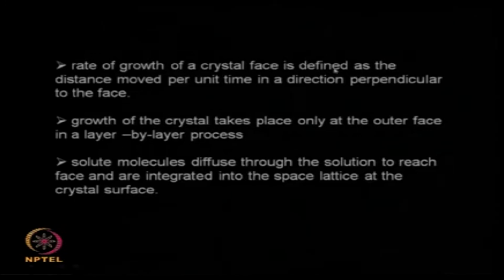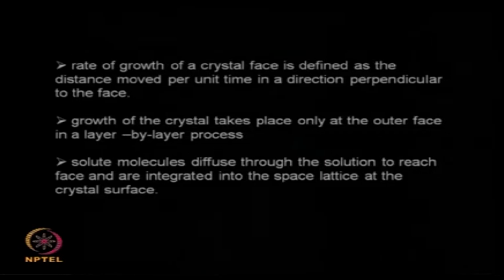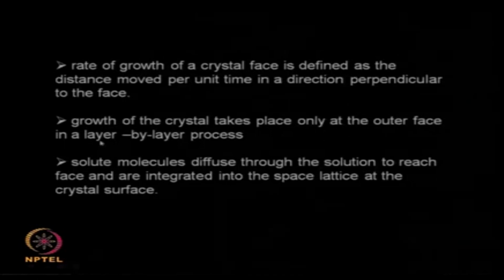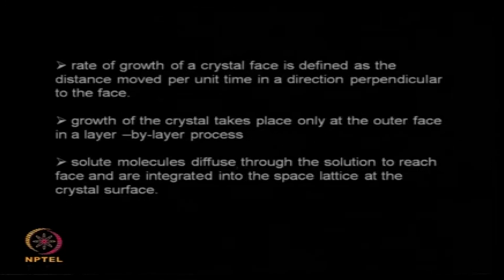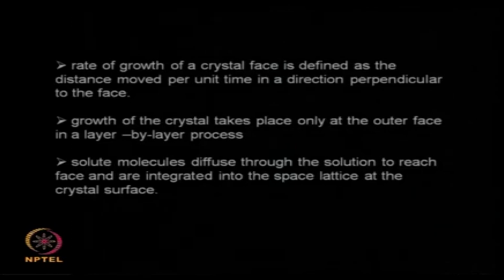So the rate of growth of a crystal phase is defined as the distance moved per unit time in a direction perpendicular to the phase. As I said, we have crystals either monoclinic or orthorhombic or cubic, so it will slowly get bigger and bigger, so the phase of the crystal starts moving with time. That is what we call the growth of the crystal. So growth of the crystal takes place only at the outer surface, layer by layer, so it does not happen inside. So the outer surface keeps becoming bigger and bigger in a direction perpendicular to that. So the solute molecules will diffuse through the solution and then reach the phases, and then get integrated with the phase of the solid crystal surface.